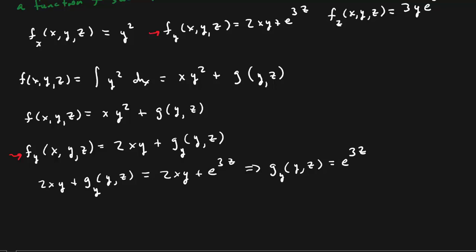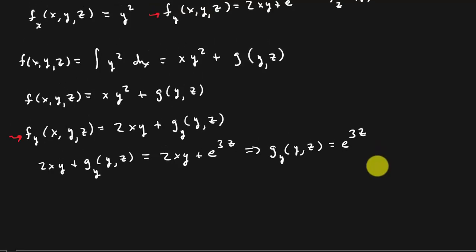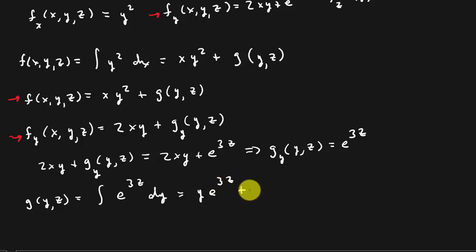All right, so let's look at this. So what do I need to find? All right, see, here's my potential function that I'm building up. I need to know what g of y, z is. Well, I've got this. So g of y, z would be what? The integral of e to the 3z with respect to y. Okay, I'm going to integrate this thing with respect to y. And so that would give me what? y e to the 3z plus some constant.